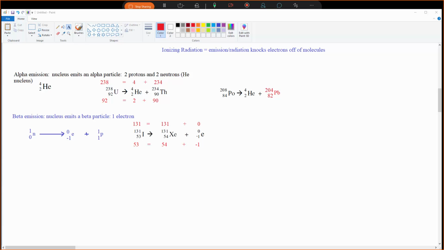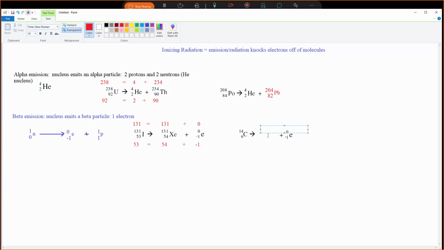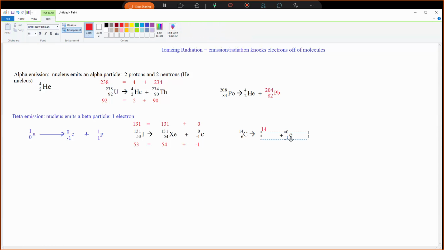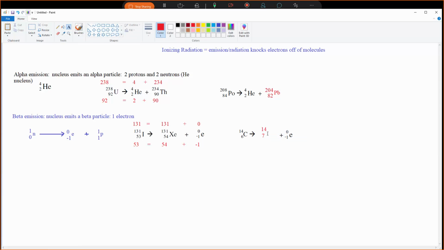Okay, let's do another one. Carbon 14 actually decays by beta radiation, beta emission. What else is made? Okay, Erica says we've got a 14 on the top because 14 equals 14 plus 0. Good. And a 7, Sarah says, on the bottom because 7 plus a -1 gives me a 6. And then element number 7 is nitrogen.